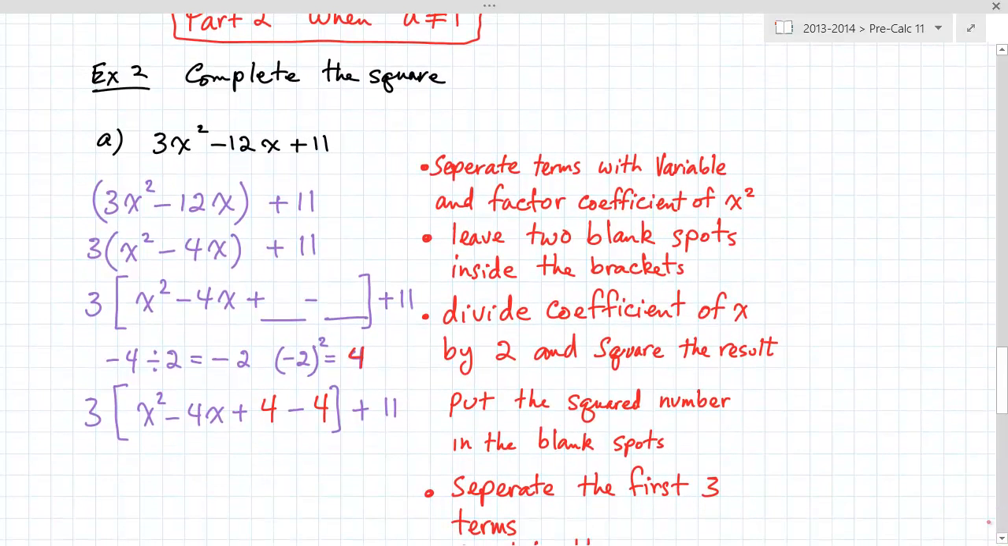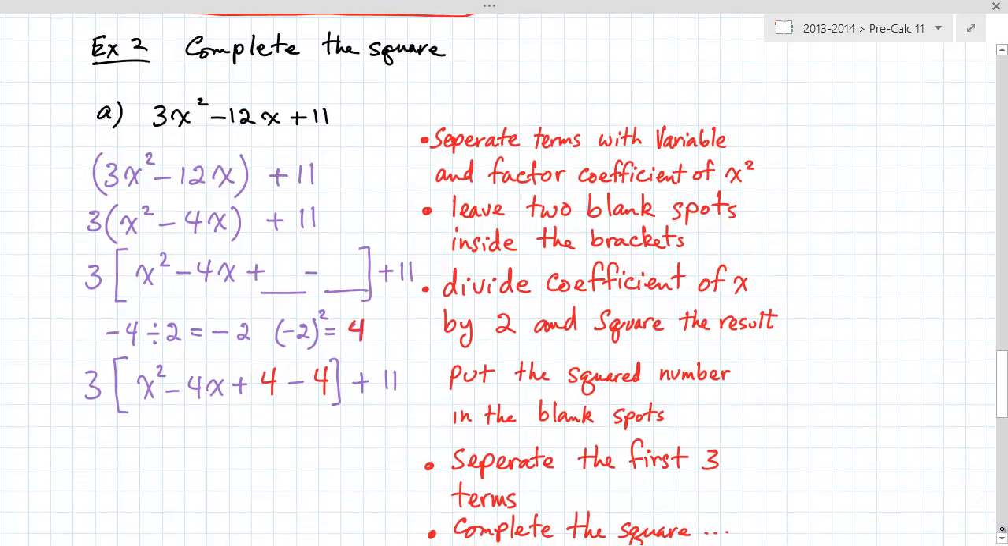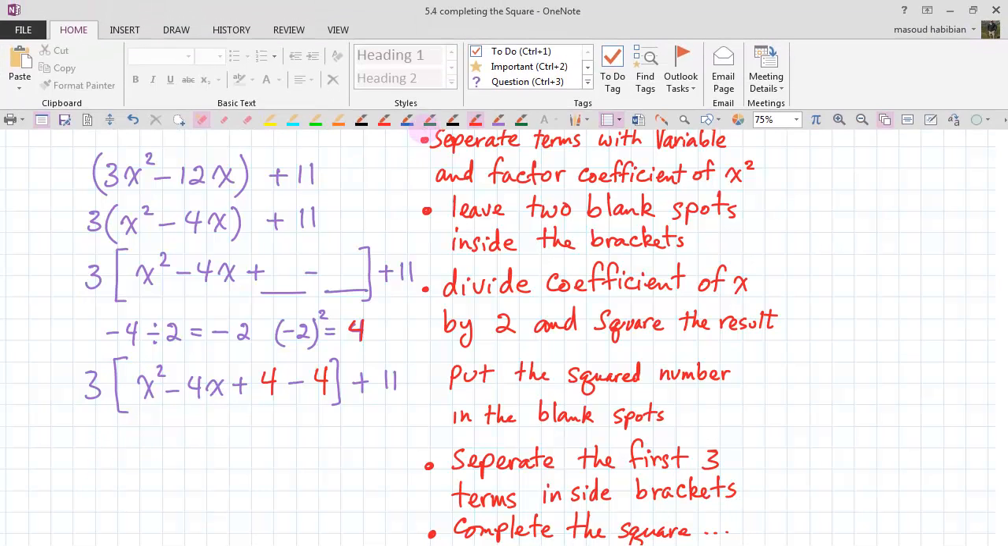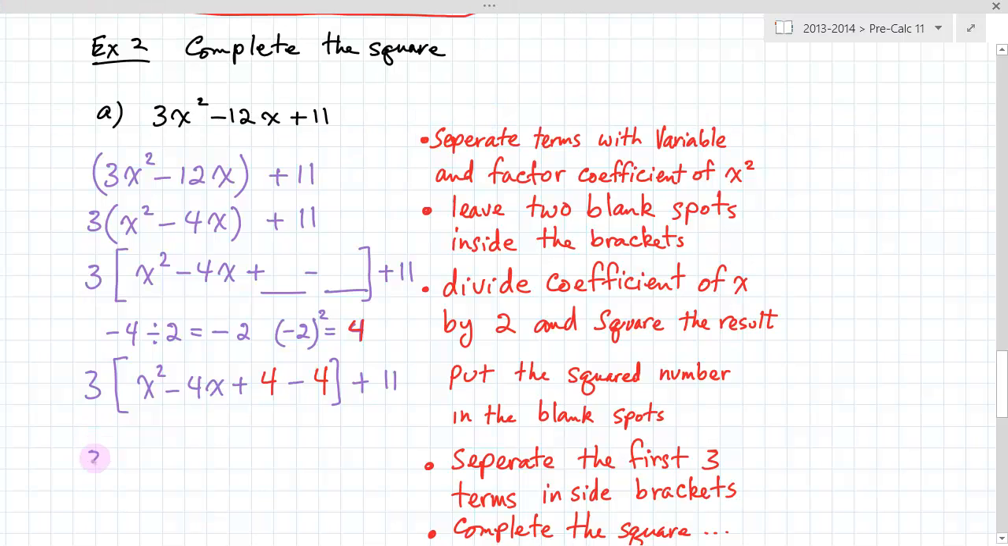Separate the first 3 terms inside the brackets. That's why I have square brackets. Inside the square brackets, I'm going to take the first 3 terms, x squared minus 4x plus 4, and put round brackets around it. Minus 4, square bracket, plus 11.